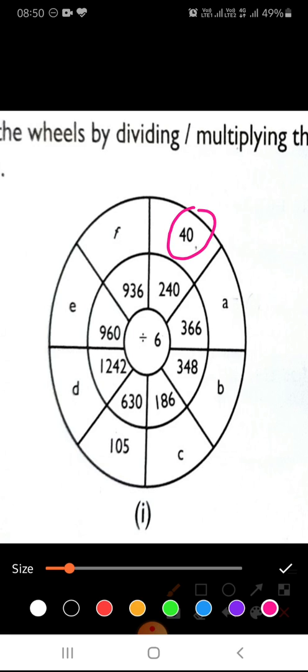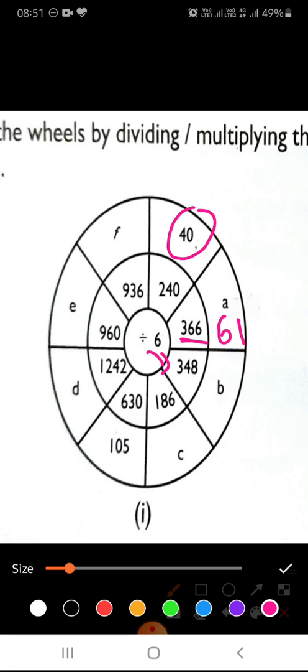Similarly, we will divide 336 by 6. What we will get? Let's divide. 6 times 6 is 36, and 6 times 1 is 6. So it is 61.